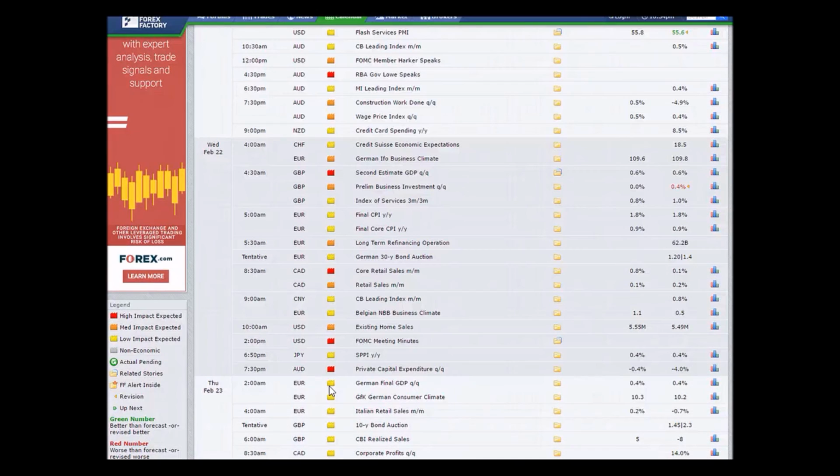Now, 8:30, we have Canadian data. Core retail sales month on month. People buying, people shopping? Previous 0.1%. Forecasts estimate 0.8%. That could be very good for the Canadian dollar, and we could see the Canadian dollar rally against maybe some weaker pairs, maybe rallying against the pound and the euro, and maybe even the U.S. dollar if the U.S. data comes out weak as well.